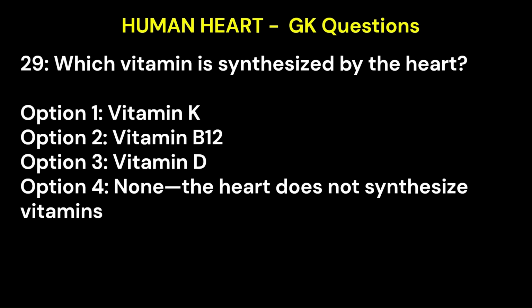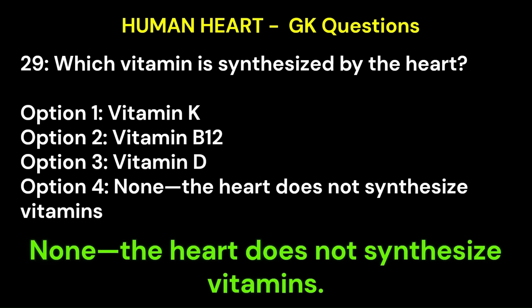Question number 29. Which vitamin is synthesized by the heart? The options are: Option 1, vitamin K. Option 2, vitamin B12. Option 3, vitamin D. Option 4, none. The correct answer is none. The heart does not synthesize vitamins. The heart's primary role is pumping blood. It does not produce vitamins. Vitamin D is synthesized by the skin via sunlight.